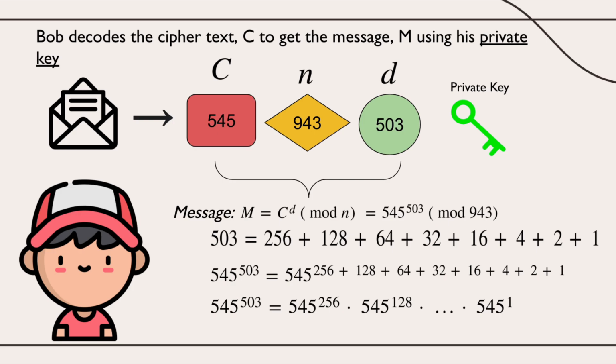To find out the message, Bob has to solve the equation C to the power of d mod n, where C is the ciphertext, d is the value calculated earlier, and n is the RSA modulus. This might look like a horrible calculation to work on. However, notice that 503 can be expressed as 256 plus 128 plus 64 plus 32 plus 16 plus 4 plus 2 plus 1, which is the binary expansion of 503. Using the laws of exponents, we will be able to reach the last equation.